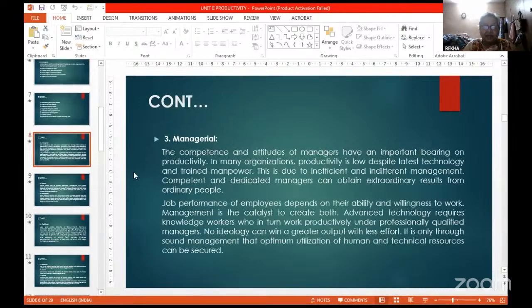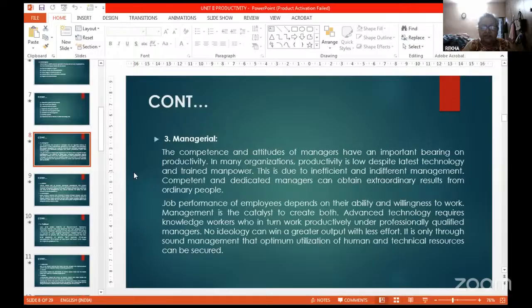Then managerial factors, because again, what is managerial? People who are managing the whole affairs. So the human factor again comes into the picture. The competence and attitudes of managers have an important bearing on productivity. Like there is something called industrial relations. How you relate with your subordinates, how you relate with your workers, all these things will show what your productivity level is.